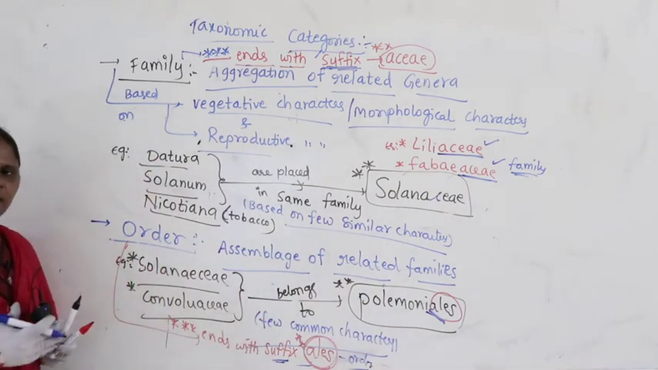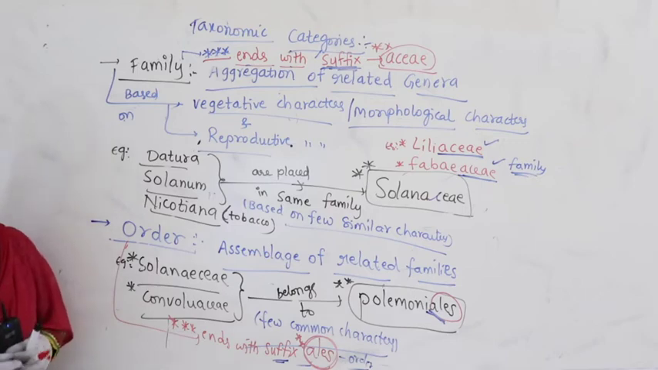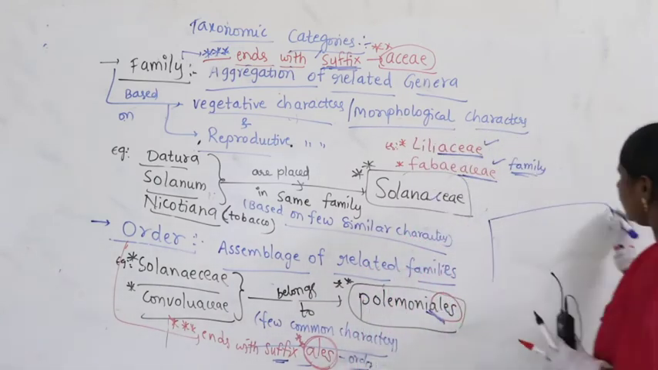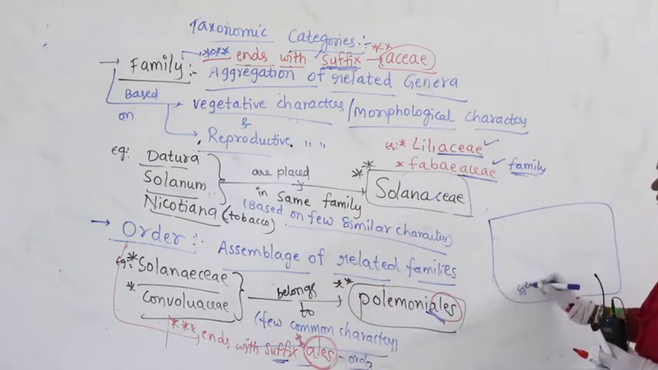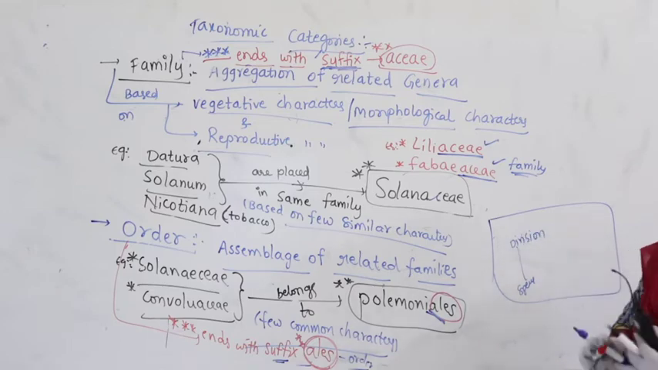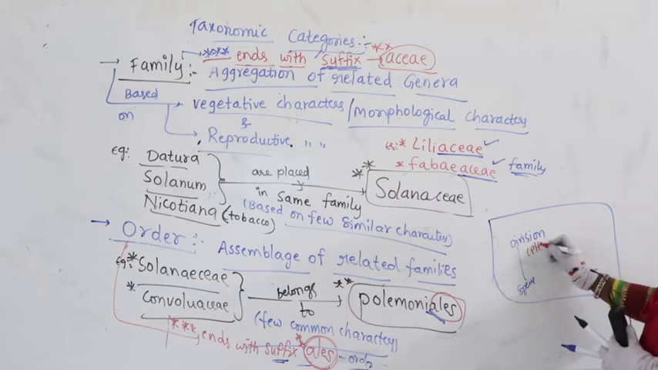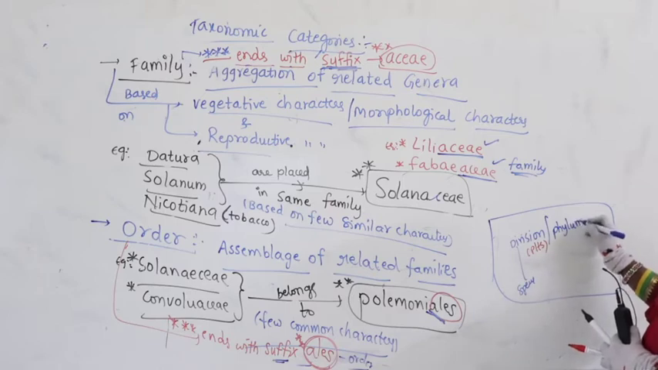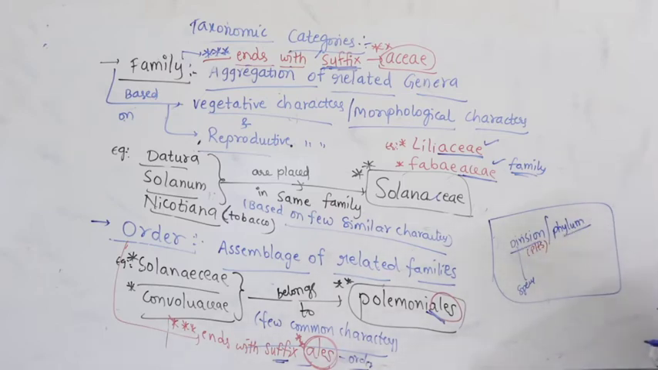For plants, according to ICBN, we find slight variation in the rules when compared with the ICZN rules given for classification of animals. For example, going from kingdom down to species, the category we use for plants is division. The same category is referred to as phylum for animals. So we write phylum for animals.